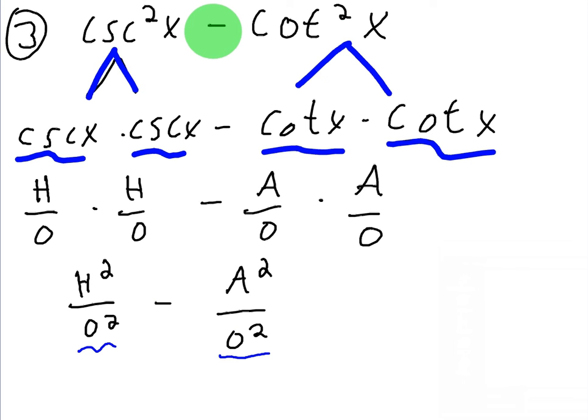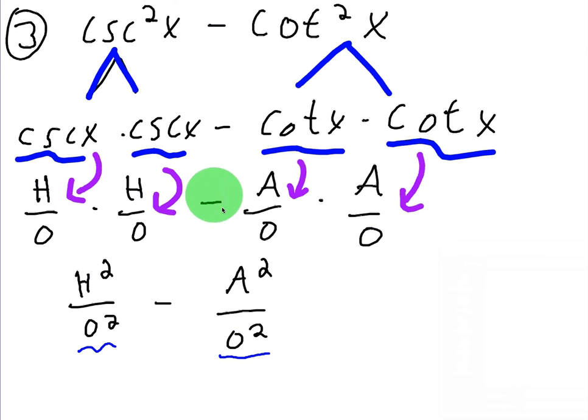Next, we're going to show that cosecant of x, the definition of cosecant is hypotenuse over opposite. So we will be replacing the cosecants with hypotenuse over opposite. Same thing for cotangent. Cotangent is adjacent over opposite, and therefore we will be replacing it with its definition, a over o. Notice I was careful to bring the minus down for each step. Now we note that h over o times h over o is just h squared over o squared.